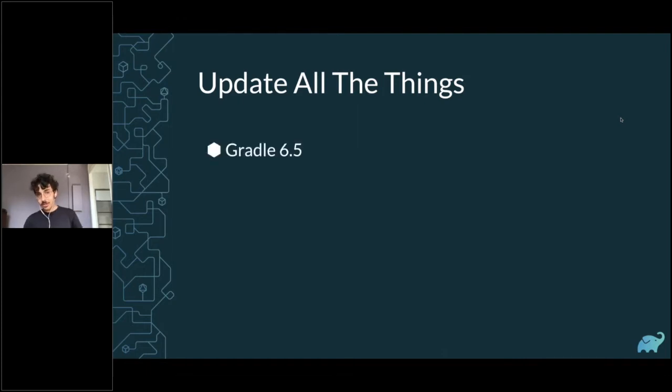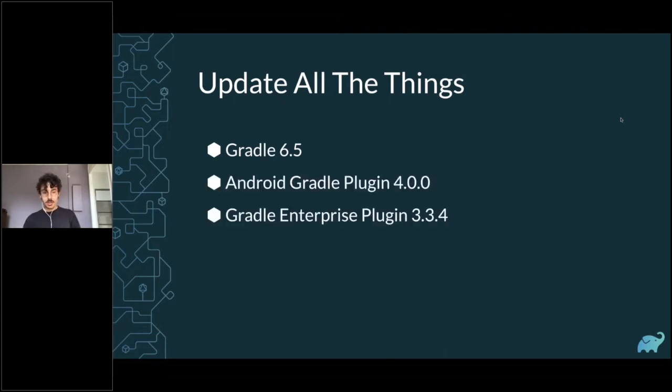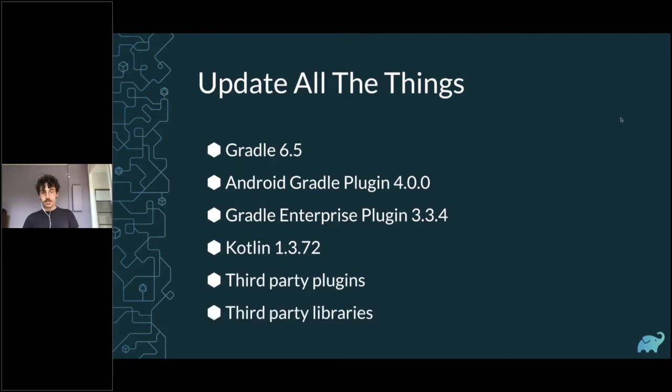So as of this talk, the latest Gradle version is 6.5. The latest Android Gradle plugin is 4.0. Latest Gradle Enterprise plugin is 3.3.4. Latest Kotlin version is 1.3.72. Third-party plugins, you should also update them. Third-party libraries. But why? What's going on here, right? This isn't like an iPhone where it gets slower every year. I can say that joke because I think you're all Android developers, right? But Android phones get slower every year too, right?